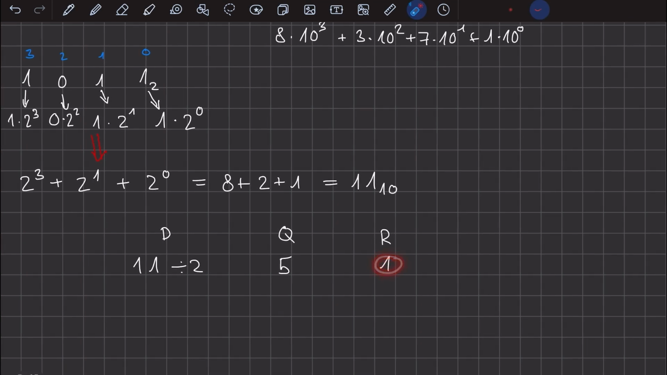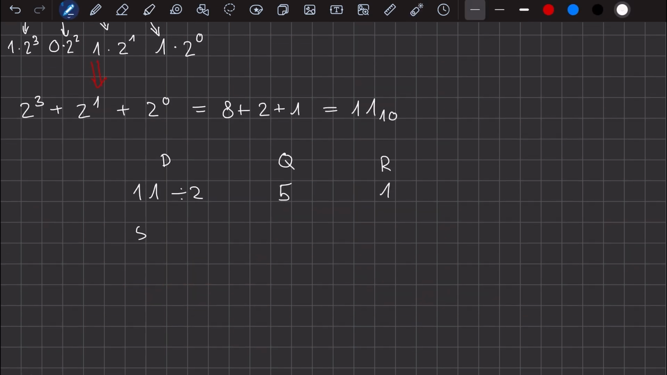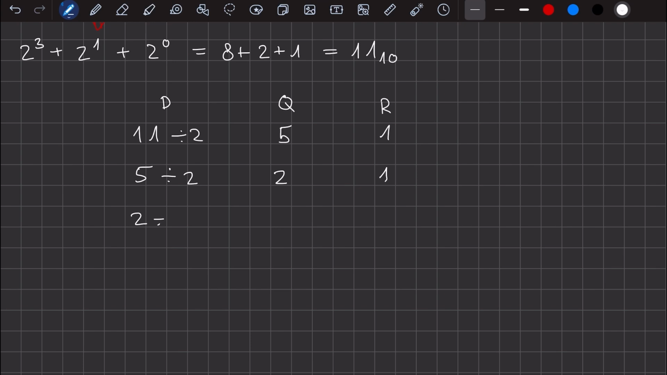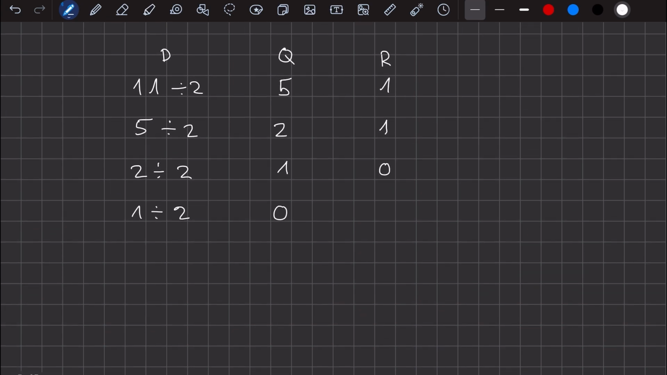Then with this remainder here and our quotient here, we take the quotient and put it into our new line and continue this process. So we write our 5 here, now divide this one by 2, and we get, again, remainder 1, and this time for the quotient we get 2. And we continue this process again, so we do 2 divided by 2, which gets us quotient 1 and remainder 0. And then one last time we take this 1. 1 divided by 2 gives us quotient 0, as 1 is not divisible by 2. And then our remainder is 1.